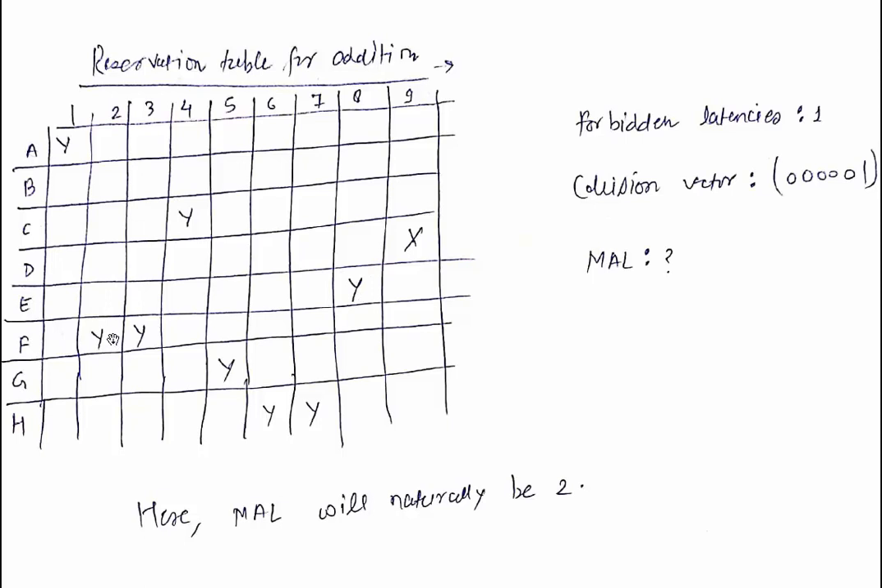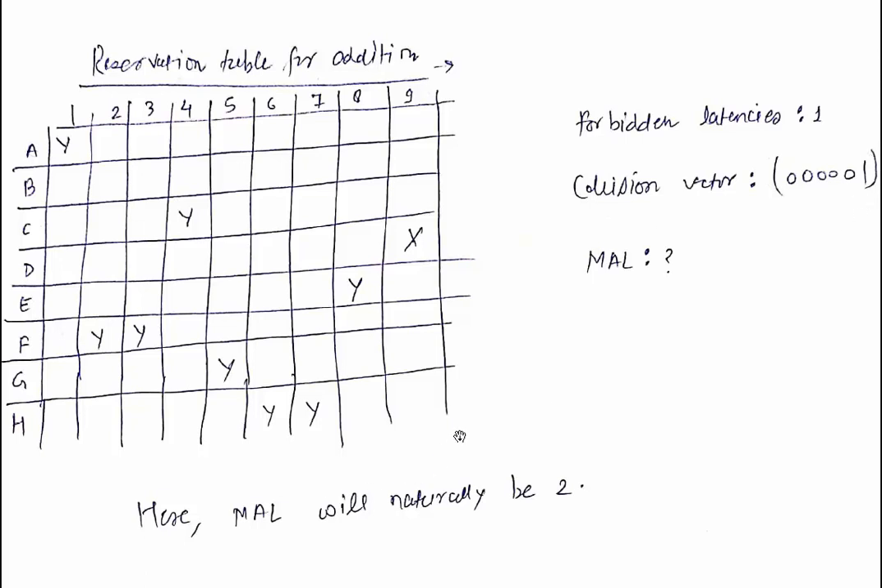For F, these are successive, so 3 minus 2 is 1. Under H, 7 minus 6 is 1. So your forbidden latency is equal to 1. Your collision vector would be 0, 0, 0, 0, 0, 0, 1, because you are using 1, 2, 3, 4, 5, 6, 7. You have 7 stages which are used for addition. So there would be 7 bits in the collision vector, and your forbidden latency is 1, so the first bit is marked as 1.